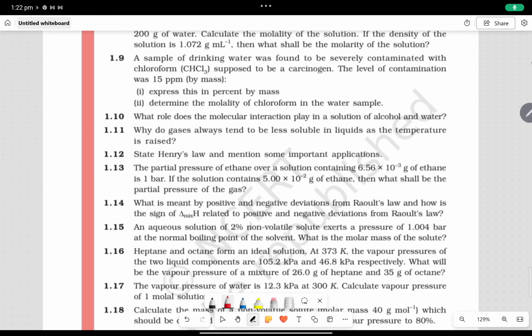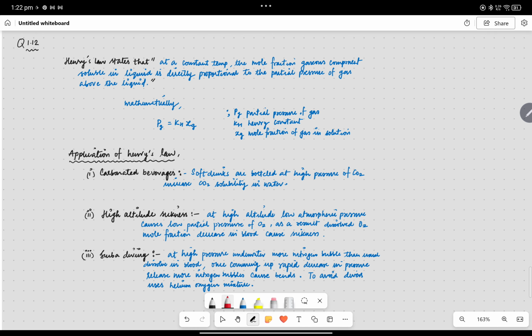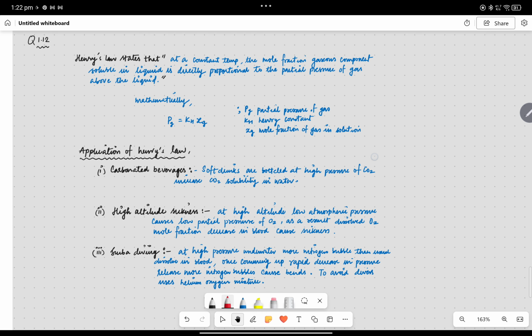So we have question number 1.12, and it says state Henry's law first and then mention some important applications of it. So let's start and see how you can write this answer. First of all, Henry's law, what is it?